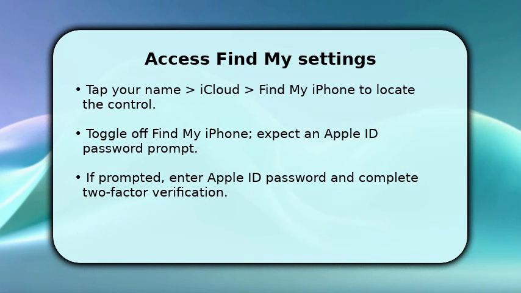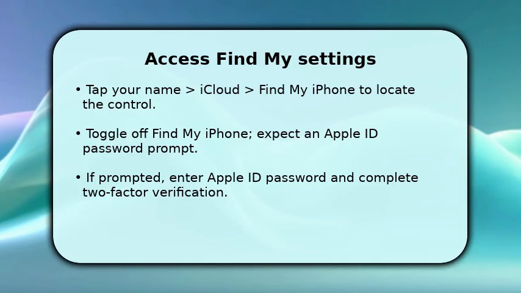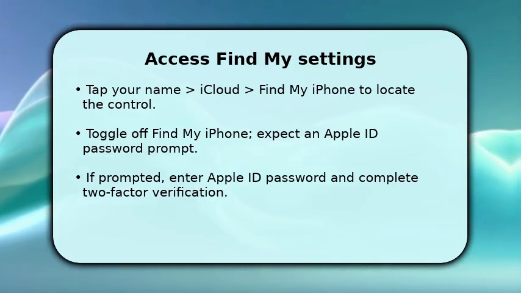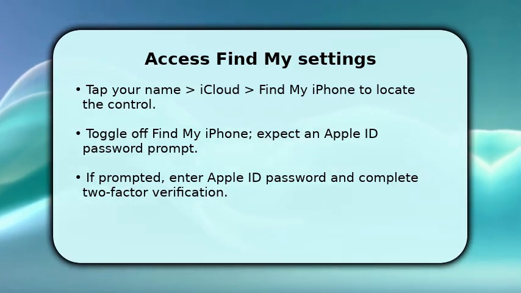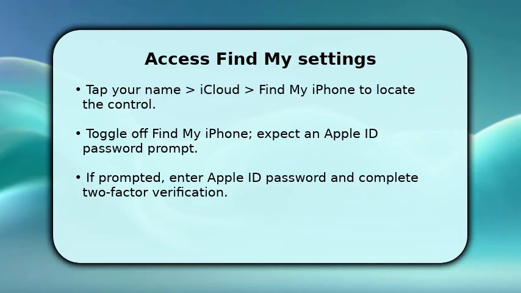Once you're in the Apple ID pane, tap iCloud and then Find My iPhone to reach the specific toggle. You'll see Find My iPhone and Share My Location. Tap the Find My iPhone switch to disable it. When you toggle it off, Apple will prompt for your Apple ID password to confirm, enter it.